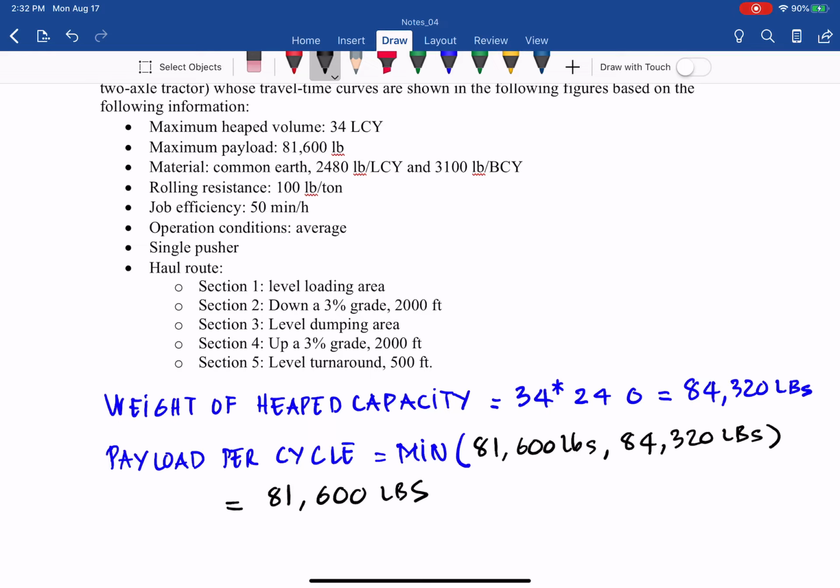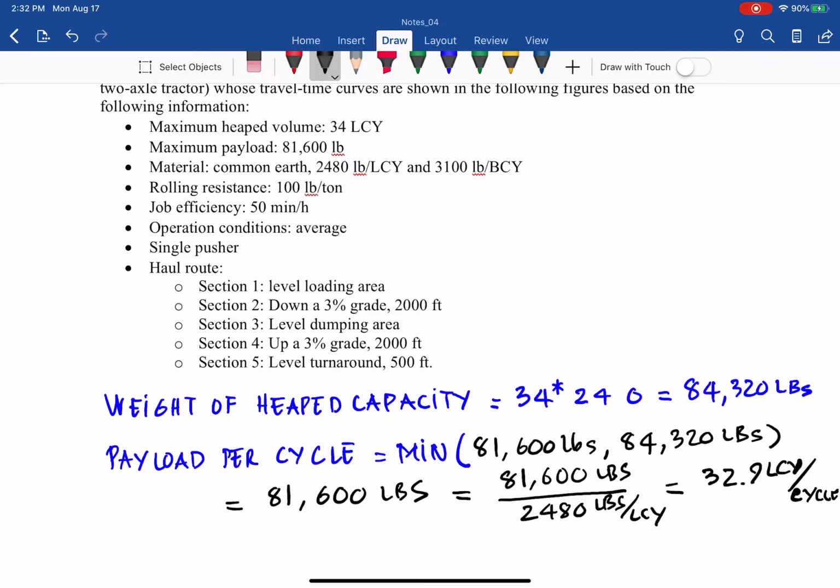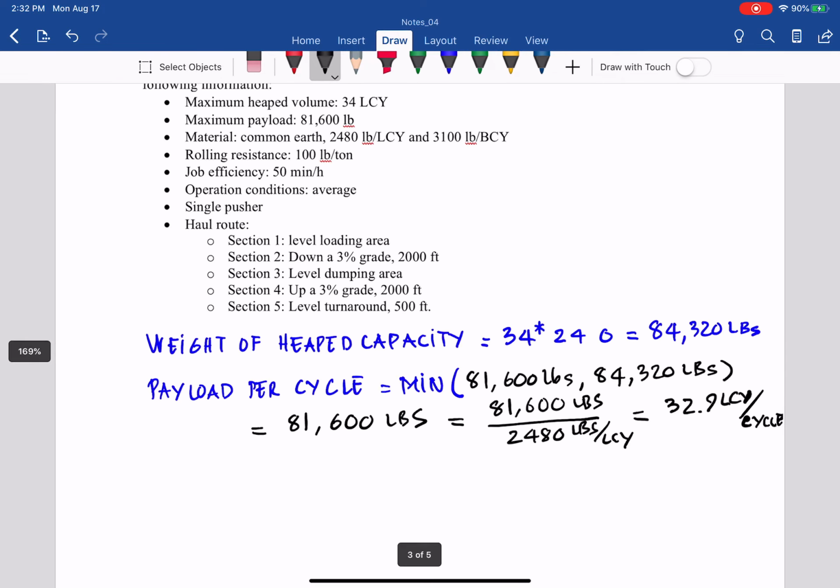And we find out the volume per cycle. So you will divide by the density, 2,480 pounds per LCY. From that, the pounds cancel out, we get the LCY, and we get 32.9 LCY per cycle. So that is the first thing we need to find out, the volume per cycle.